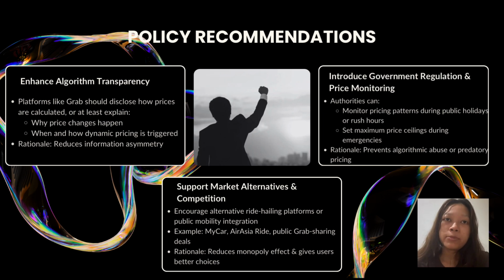These are 3 key policy recommendations to address this failure. First, we propose enhancing algorithm transparency. Platforms like Grab should disclose how prices are calculated or at least explain when and why price surges happen. This would help reduce information asymmetry, giving consumers better understanding and control.